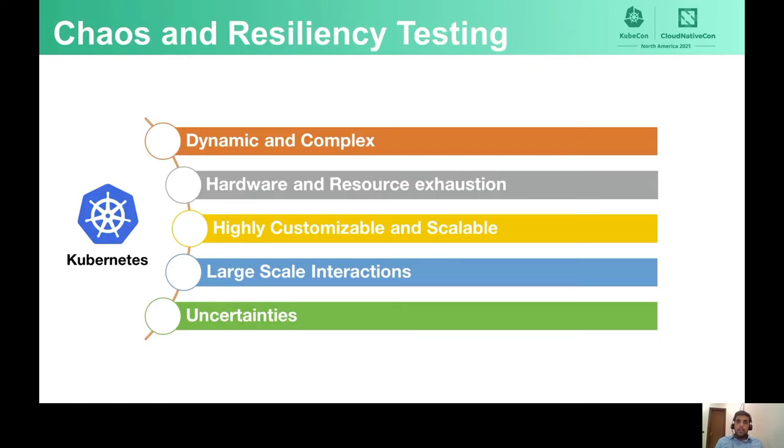Now let's talk about why we need chaos and resiliency testing. As we all know, Kubernetes is a dynamic and complex system, and there are a lot of activities happening under the hood, which means Kubernetes components can interact in a number of unpredictable ways, causing emergent behavior. As deployment grows in size, so does the number of possible interactions between these components. And with traditional testing, these scenarios are hard to uncover. In real world scenarios, we have resources that are customized and require focused testing to cover these scenarios.